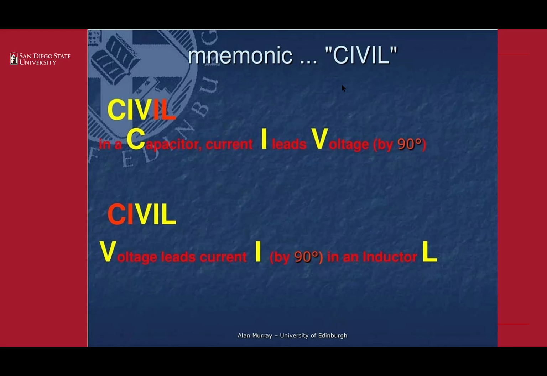And let's look at the last three letters of the same word. We get: voltage leads current I by 90 degrees in an inductor L. So voltage leads current I by 90 degrees in an inductor L, VIL. For inductors, voltage comes first, then current comes after. This is the case for an inductor.